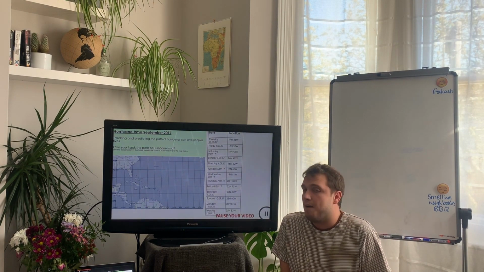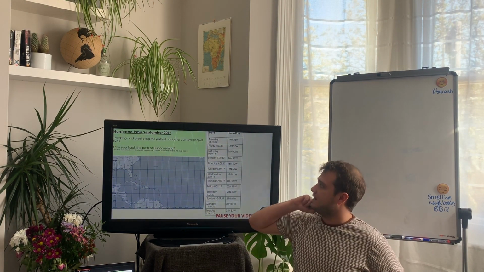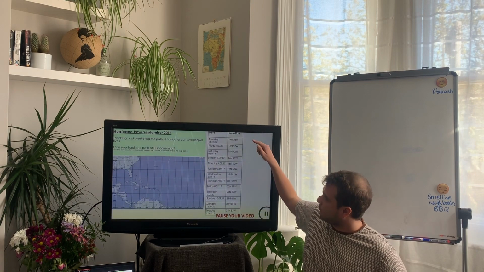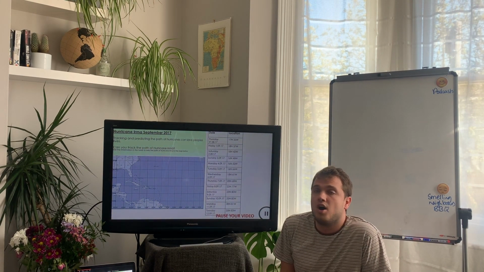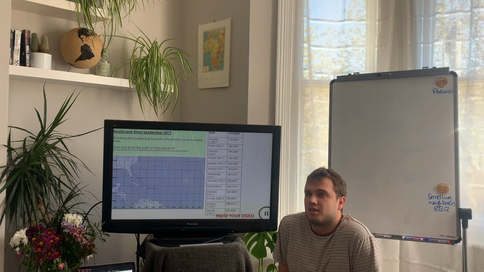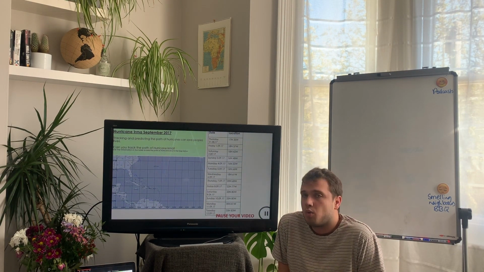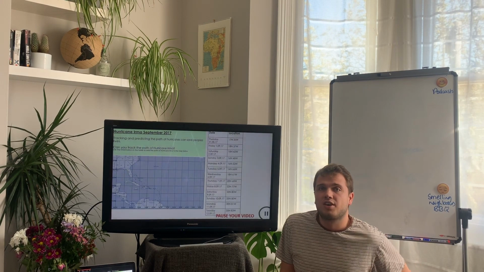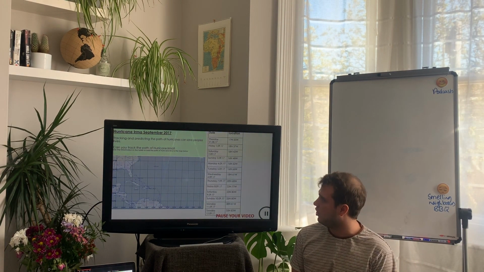So what we've got on the board here is a range of locations that Hurricane Irma was in on certain days. Now, Hurricane Irma was a big tropical storm a couple of years ago, 3 years ago, that caused quite a lot of destruction in the US. So we're going to have a look at the pathway that Hurricane Irma took.